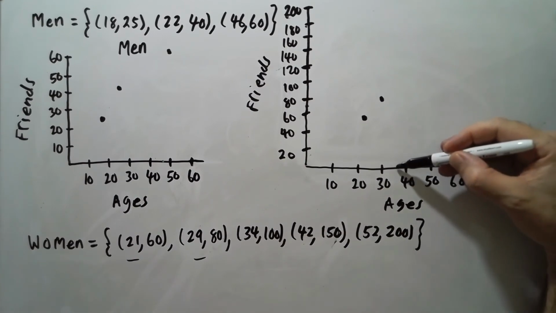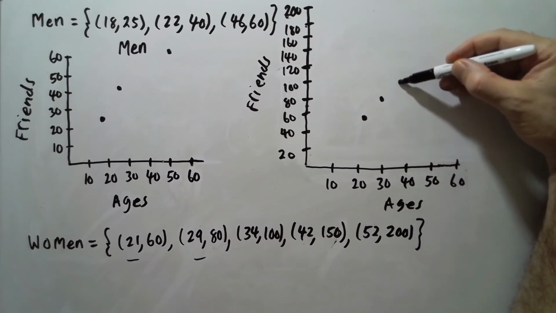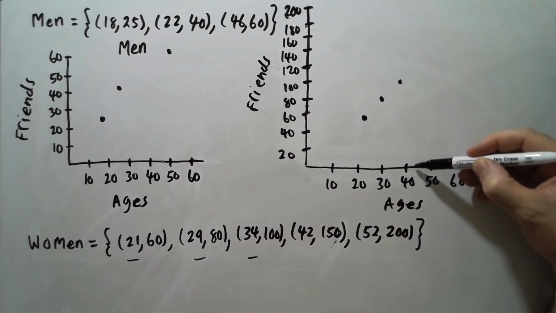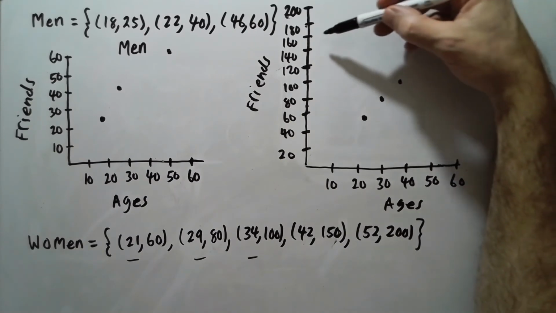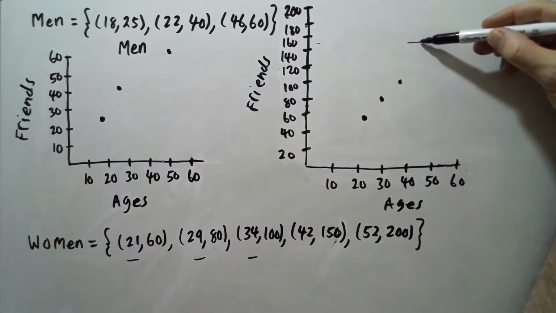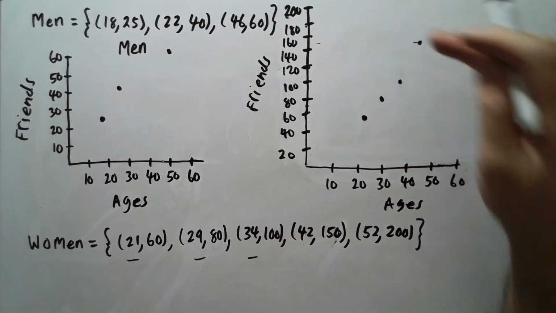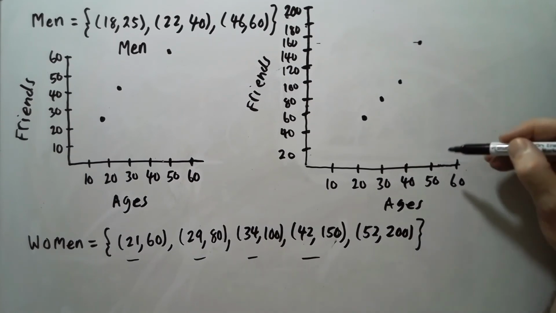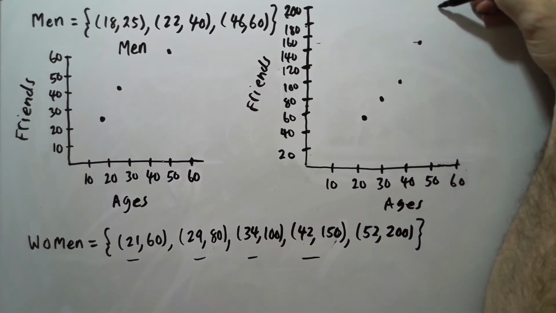Then 34, 100. So 34 is about halfway there or so. Up at 100. Okay, got that one. Then 42, 150. So 42 is about here. Up at 150. So there's 160, so it'd be halfway in there. About that height. And we're at 42. So about here. This one. And then 52, 200. So 52 all the way up at 200. So here.